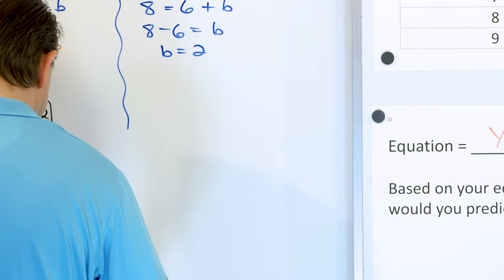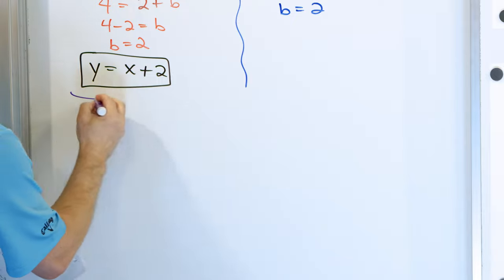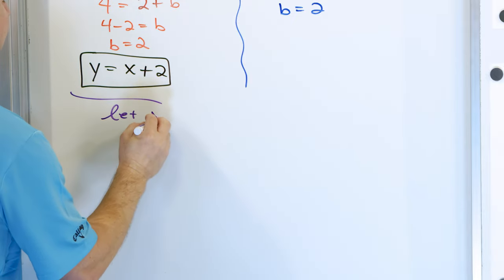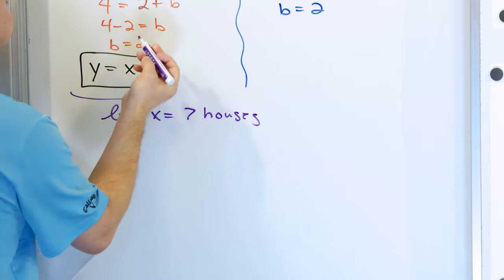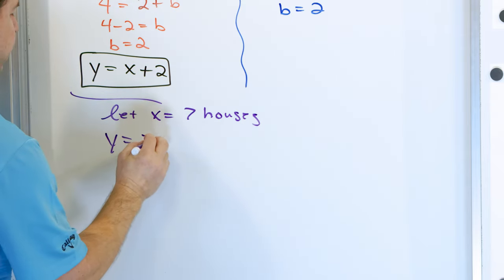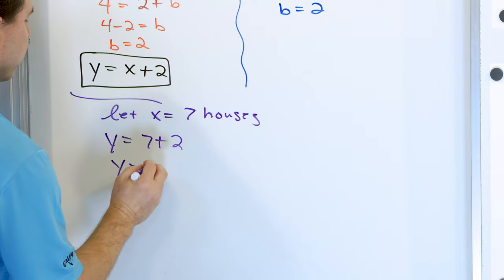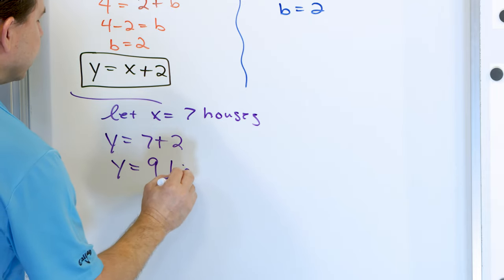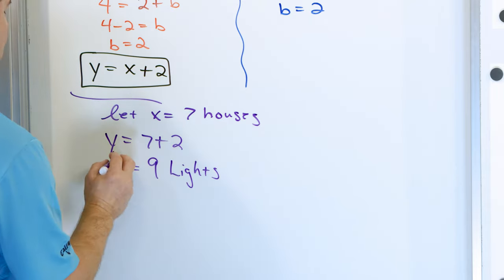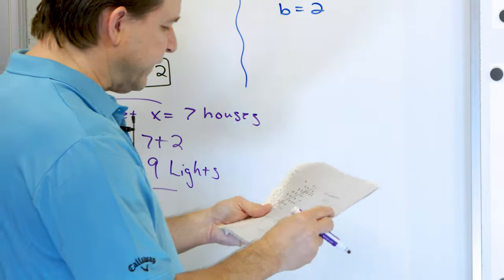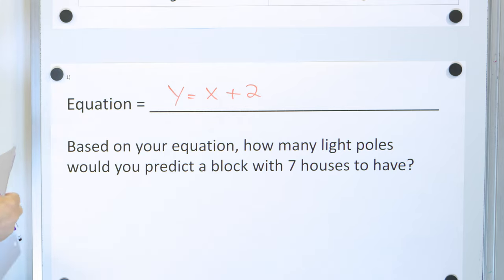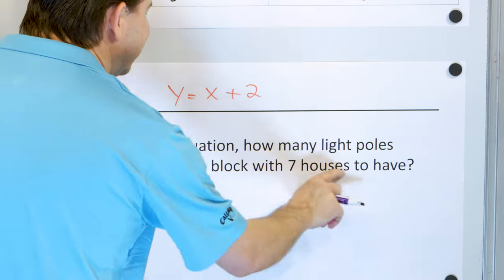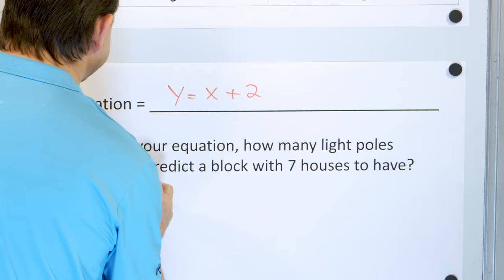So what we will do is we'll let X equal 7 houses. It's a very simple equation. Y is equal to 7 plus 2. Y is equal to 9 lights. So based on my equation, how many light poles would I predict a block with 7 houses to have? 9 lights.